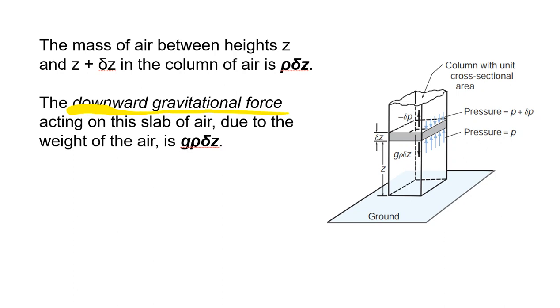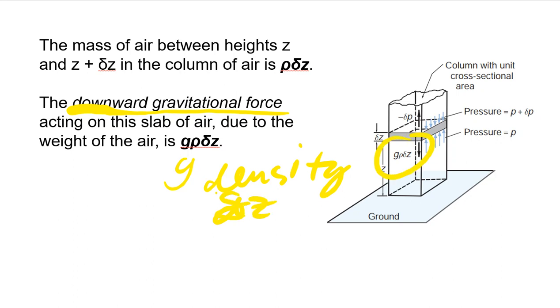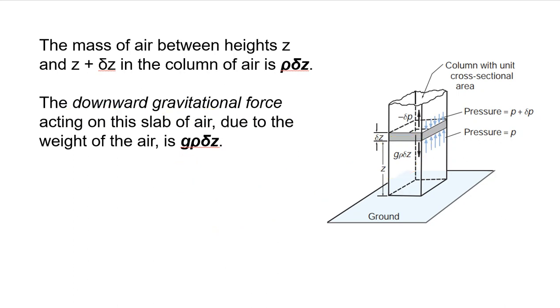So the force acting on the slab of air due to the weight of the air is given by gravity, density, and delta z. So this is what we're talking about.